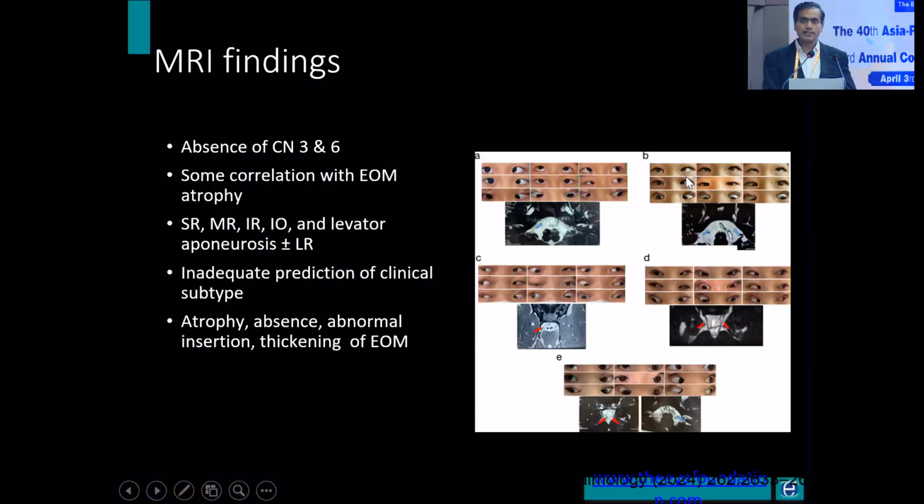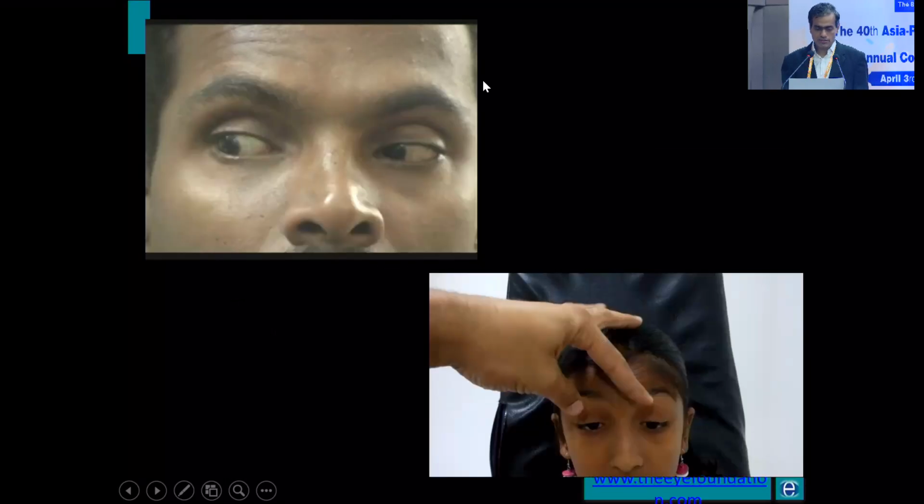The MRI findings, this I have taken from an article, show absence of cranial nerve third and sixth, demonstrated in the majority of cases. The EOM atrophy to a certain extent correlates, but the clinical picture does not. If you have a congenital absence of third and sixth nerve, that was how it was worked out that the primary pathology is hypoplasia or aplasia of the third and sixth nerve nucleus.